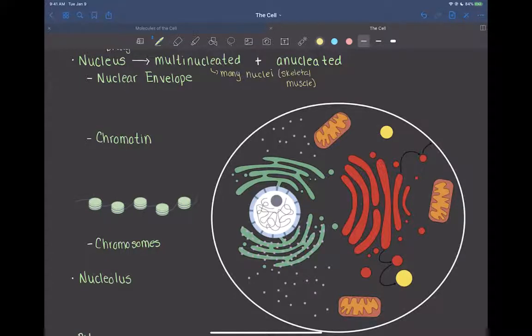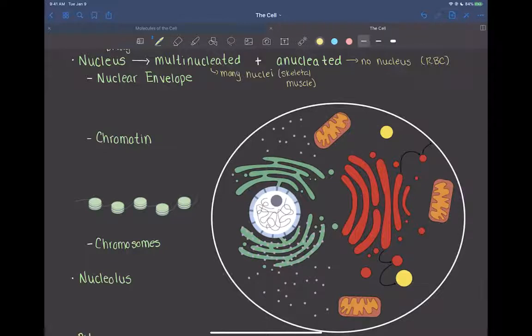And then there are some cells that are anucleated. That means they have no nucleus at all. An example of that would be a red blood cell. So red blood cells don't have a nucleus, okay?